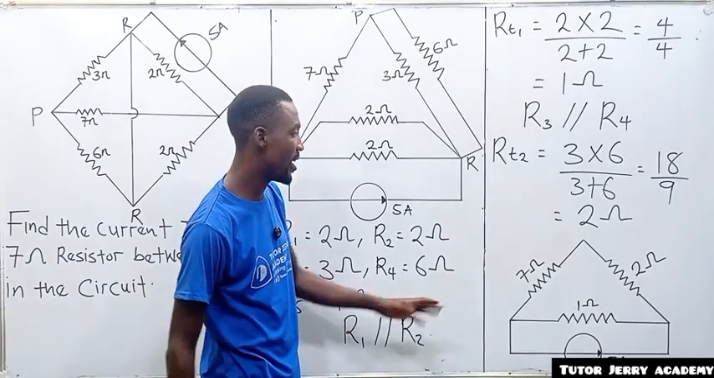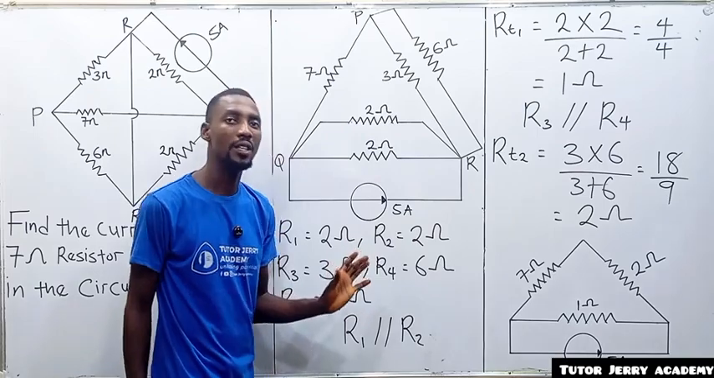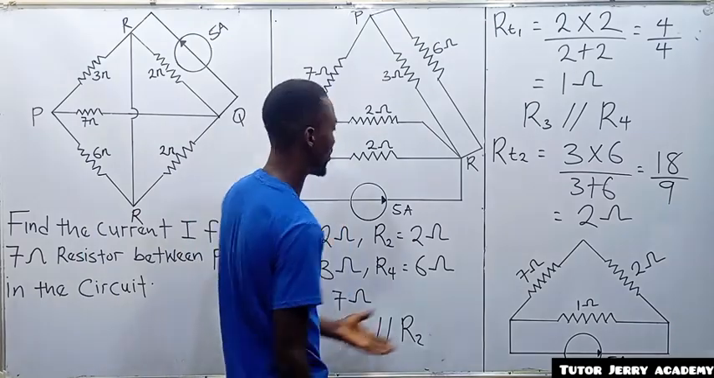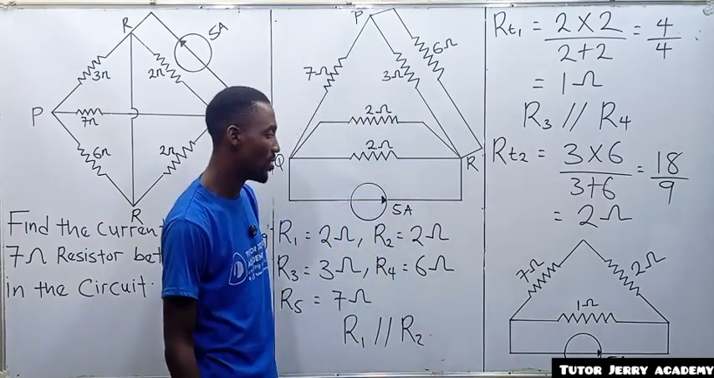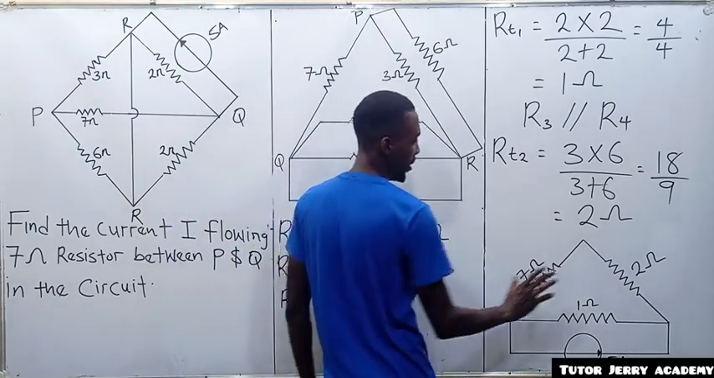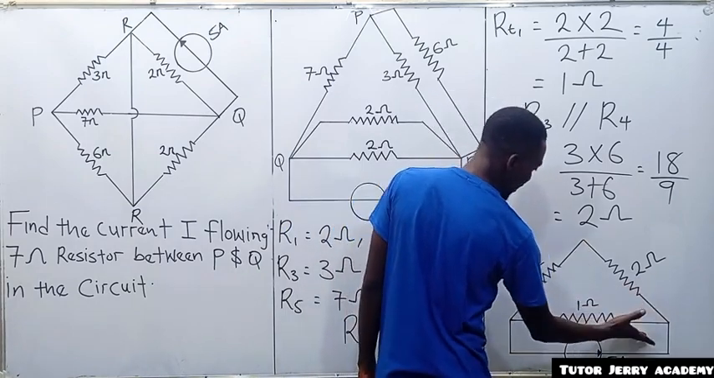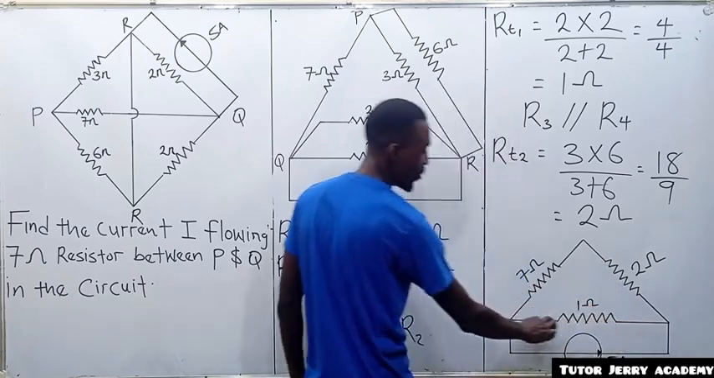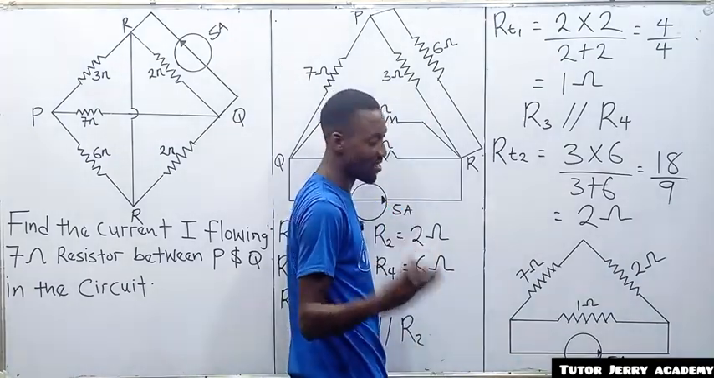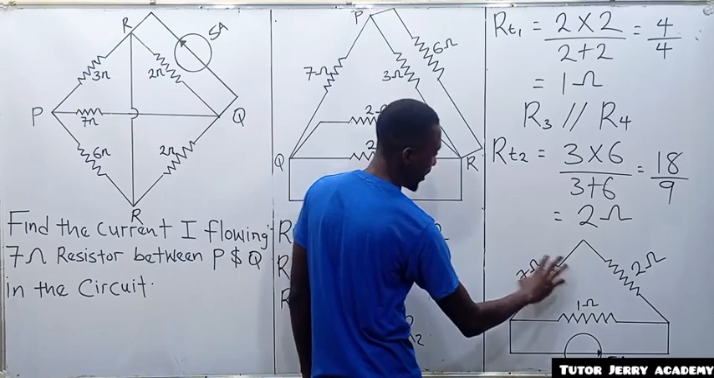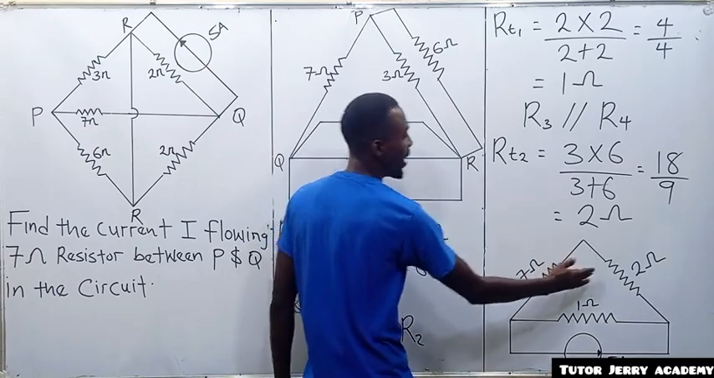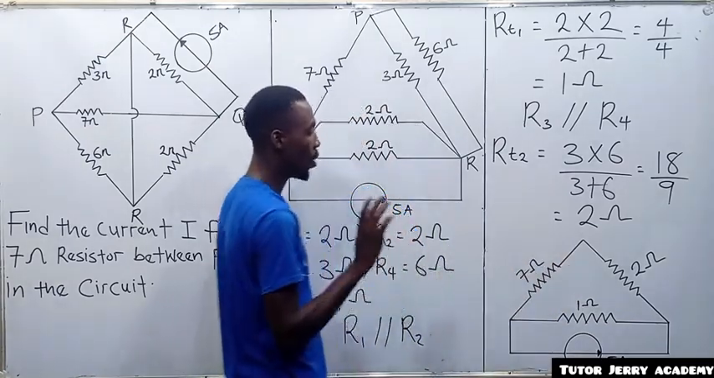All right, so here is the diagram. I hope we understand this properly. The question says we should calculate the current I that is flowing through the 7 ohms resistor. If you look at this circuit clearly, you will see that it is the same current that flows through these 2 ohms and this 1 ohm. So they are in series, right? And the series connection of these 2 ohms and this 1 ohm will now be in parallel with these 7 ohms. Is that clear?